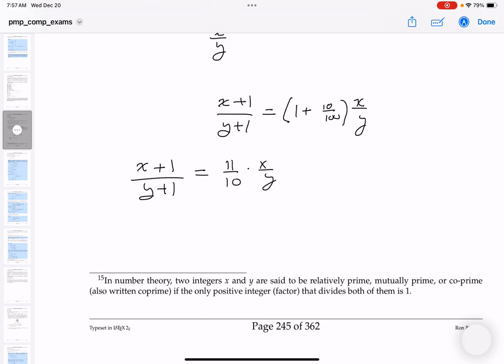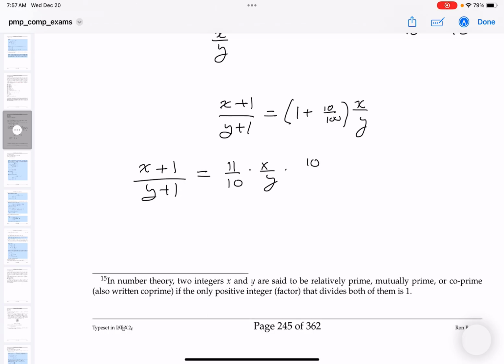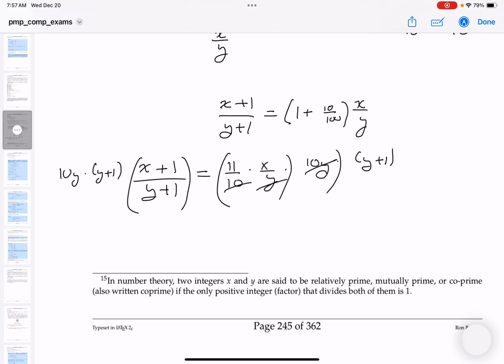All right. I guess what I'm going to do now is probably get rid of the fractions. So I'm going to multiply both sides by 10y and y plus 1. Well, the 10y disappears. That's pretty good. And what do you get there? Let's see, 11xy plus 11x. This disappears. You get 10xy plus 10y.